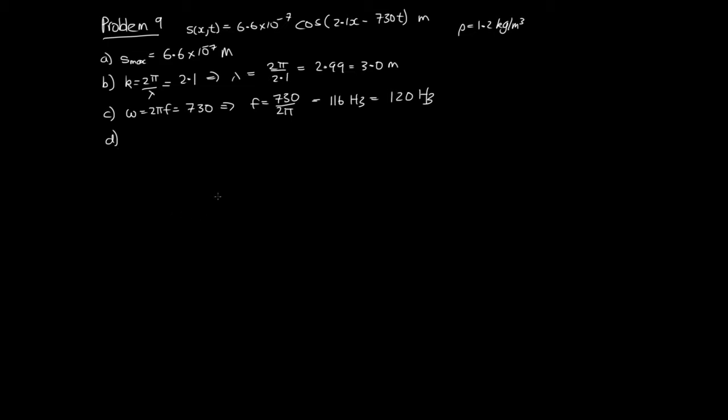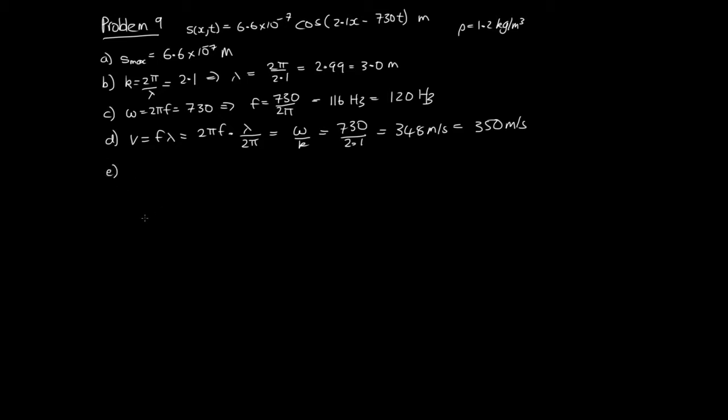Now D asks us what is the speed of the wave. So we want to work out v. We know v equals f lambda. Probably with the information we've got here, we could just substitute in f and lambda if we wanted, but it may be simpler in this case to write this as 2 pi f times lambda over 2 pi. So that's omega on k. Omega is equal to 730. k is 2.1. And solving this, we end up with 348 meters per second, which is 350 meters per second to 2 significant figures.